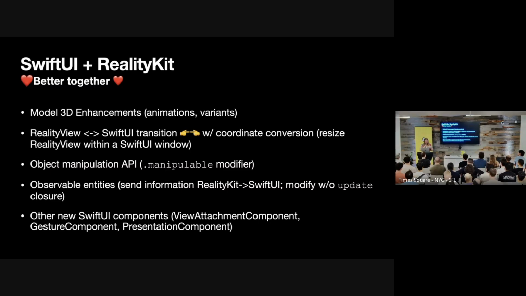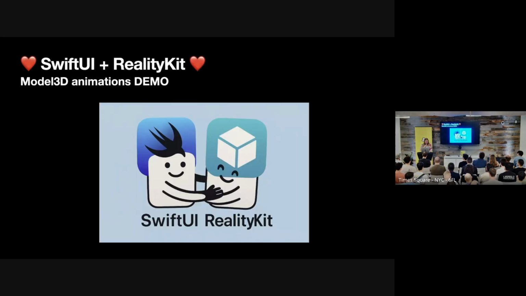Gesture, this is the same thing. The gestures before, you had to set up with a closure on the reality view. Now you can attach them directly to an entity, so it makes doing your custom gestures a lot easier. Presentation component. This is something to handle popovers and other ways of presenting views from a 3D object.